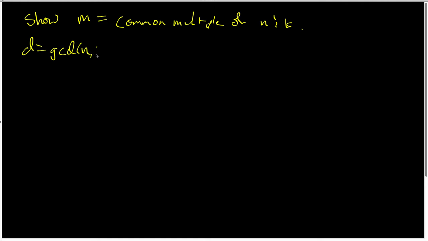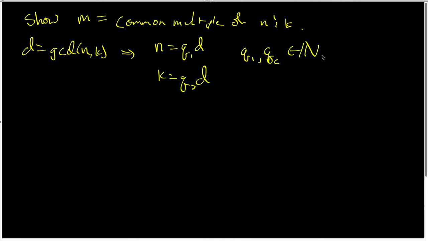So we are now going to show that m is a common multiple of n and k. Well, what I want to do is I want to remember that because d is equal to the GCD of n and k, that lets me say that n is equal to q1 times d, and k is equal to q2 times d. And because n and k are positive, I do know that q1 and q2 are going to be natural numbers.